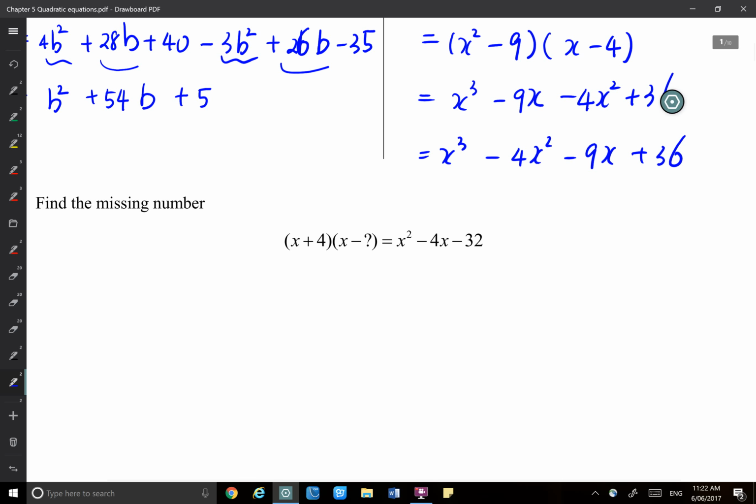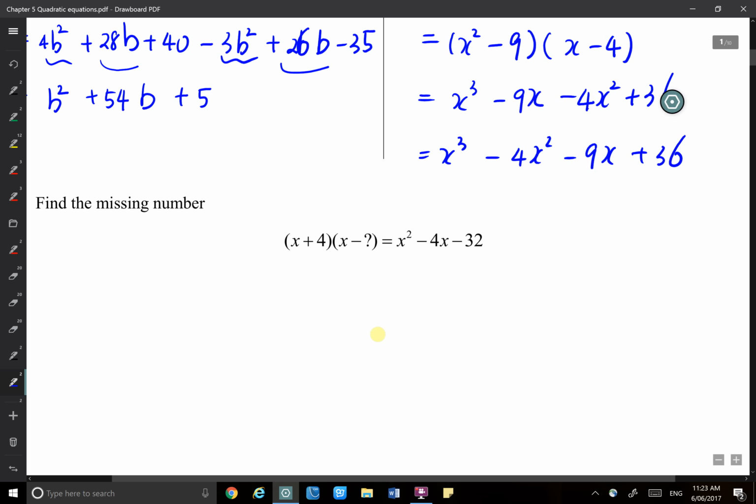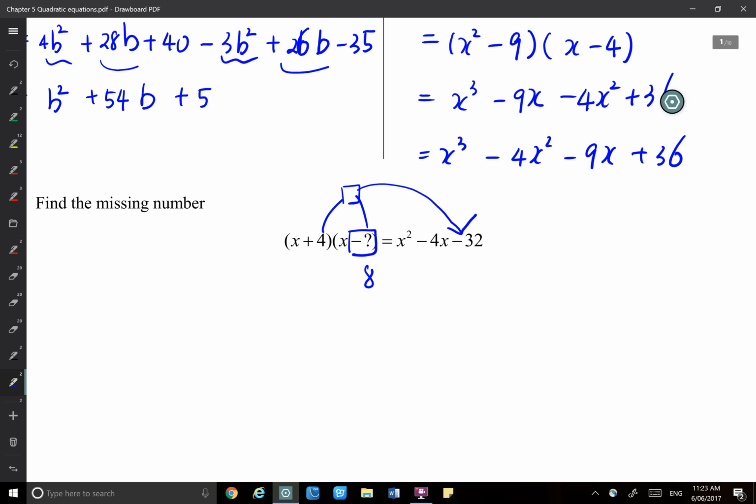Okay, for the last one, x plus 4 times x minus question mark equals 2x squared minus 4x minus 32. Okay, you can definitely say that's an 8. It can't be any other number because this number times this number will give you the constant. Only those two numbers times together will give you the constant. So the constant is negative 32. You have 4 there, 4 must times with negative 8 to get negative 32. So you must have an 8 for the question mark.